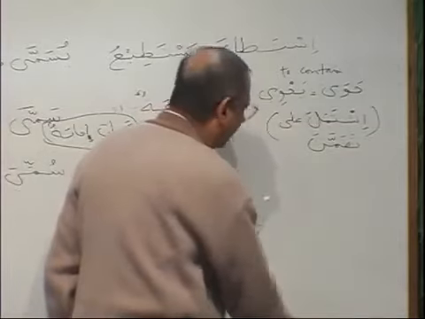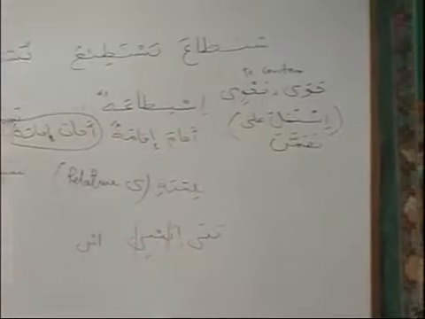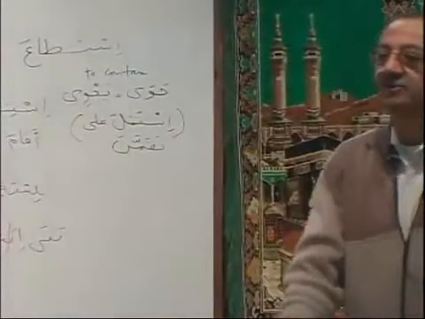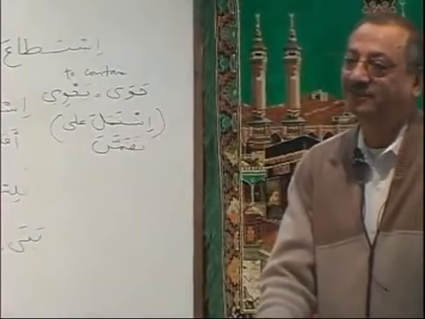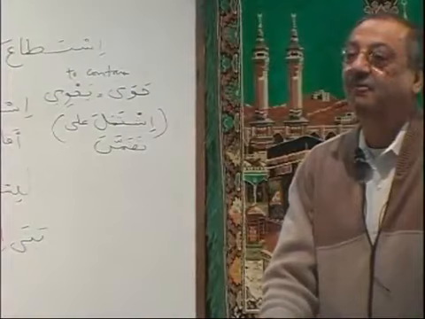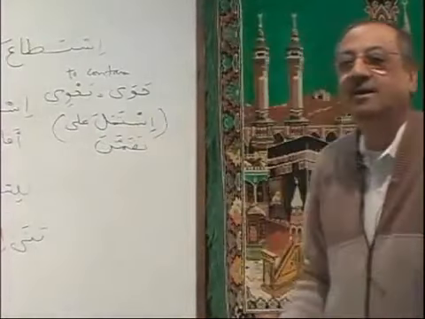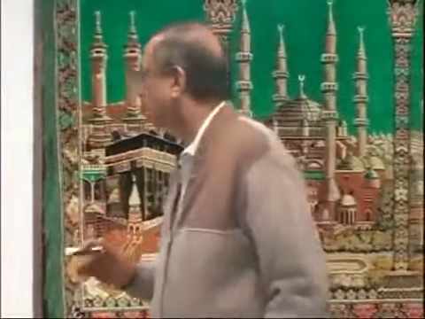We are jumping from fi'l thulathi to fi'l thulathi mazid. Ishtamala. Sister Maimuna, what kind of a form is this? Form 8. See, you saw the ta. What is the root? Shamala, or it could be shamila. Fine. Tadammana. Number 5.